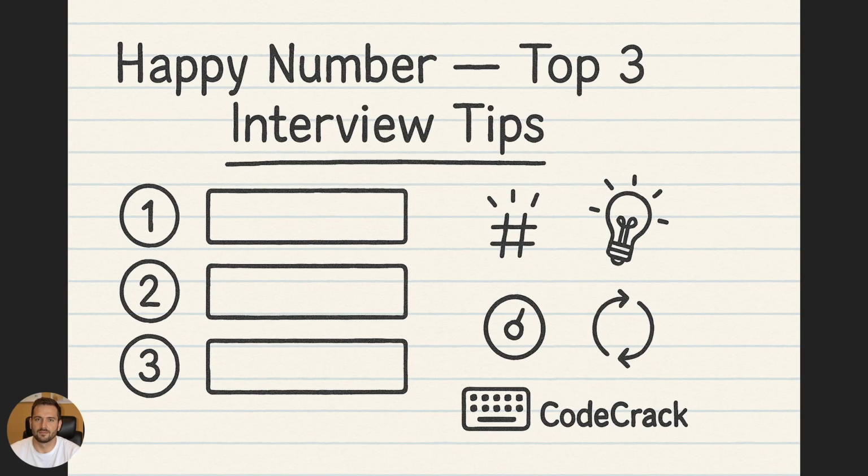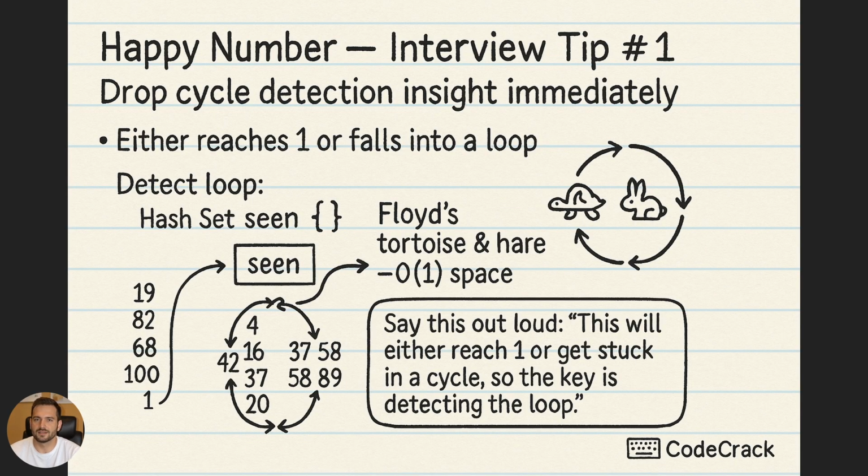Here are the top 3 most important interview tips for the happy number problem, the ones that actually move the needle from good to strong hire. First, drop the cycle detection insight immediately. As soon as you finish reading the problem, say out loud, this will either reach 1 or get stuck in a cycle, so the key is detecting the loop. We can use a hash set for seen numbers or Floyd's tortoise and hare if we want constant space. Interviewers light up the moment they hear cycle detection because it shows pattern recognition.